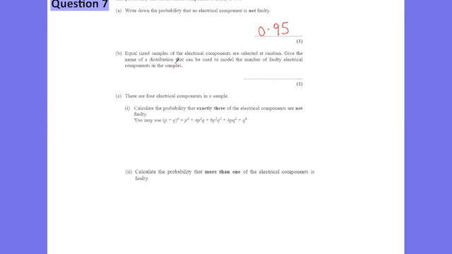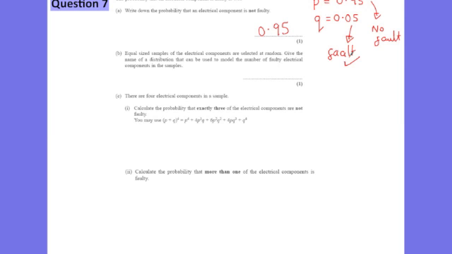So here we're looking at the probability of success, that it's successful if the component does not have a fault. So the probability for success, not having a fault, P is 0.95. Defining this, no fault, can be classified as the success. Q is equal to 0.05, and this means that the electrical component does have a fault.